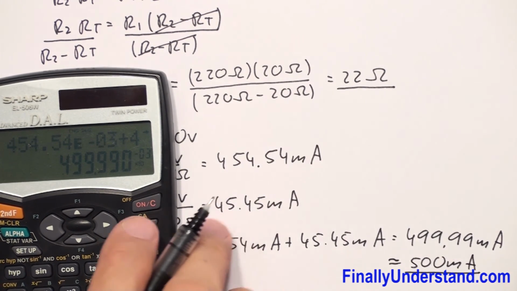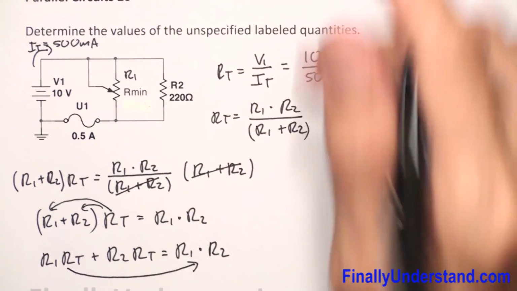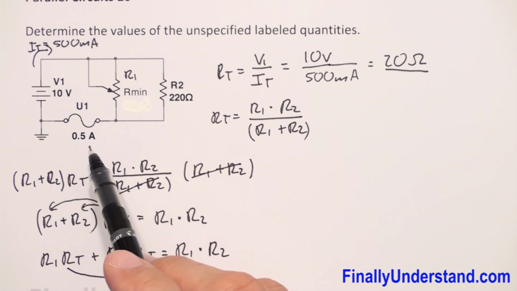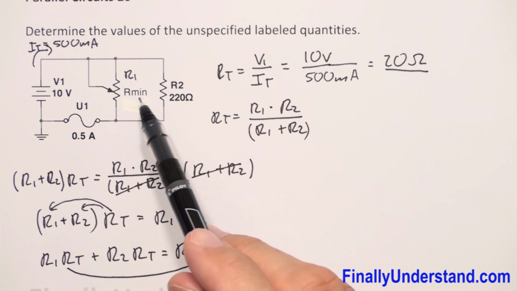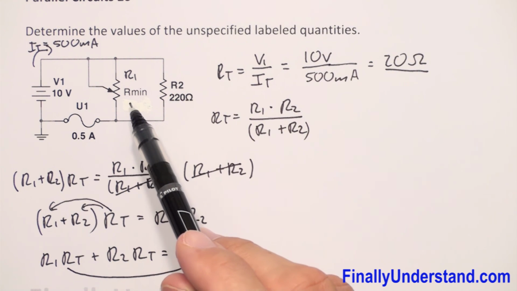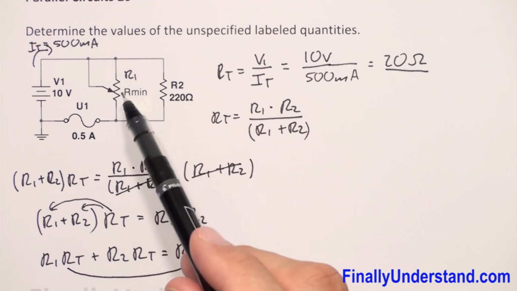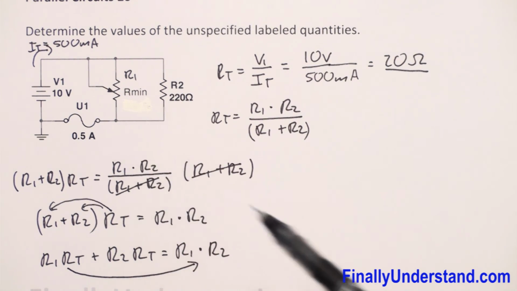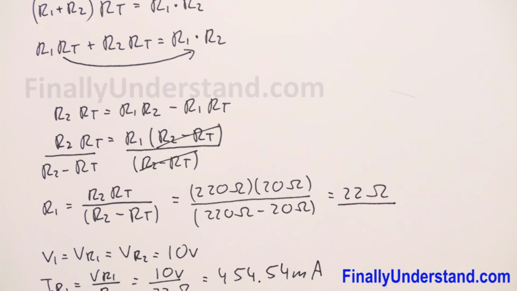500 milliamps is equal to 0.5 amps. So please notice what we got over here. We have a fuse for 0.5 amps. So it means that the lowest resistance which can be adjusted on the variable resistance is simply 22 ohms, and this is the solution to my problem.